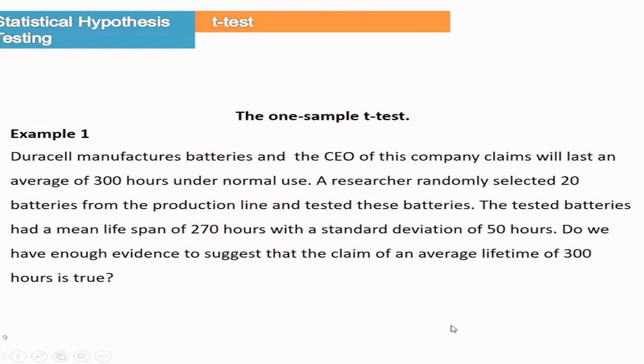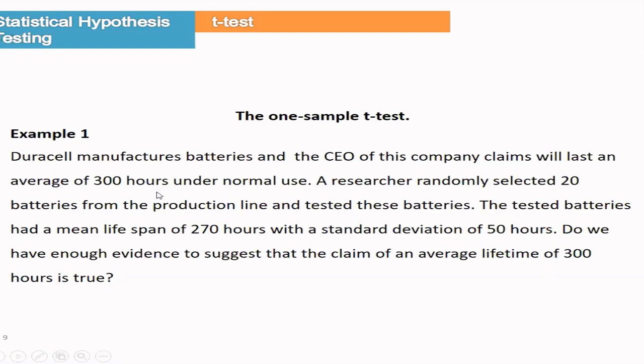So this is an example for a one sample T test. If you read the example, Duracell is a battery manufacturer company, and the CEO of this company claimed that the average lasting or longevity of the battery is 300 hours under normal use. So somebody wants to check: a researcher randomly selected 20 batteries from the production line and tested them, and he got a lifespan of 270 hours with a standard deviation of 50 hours.